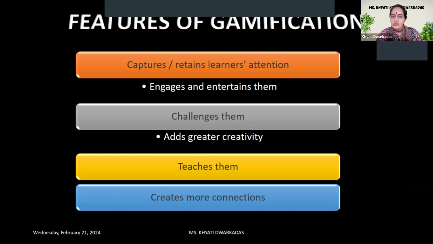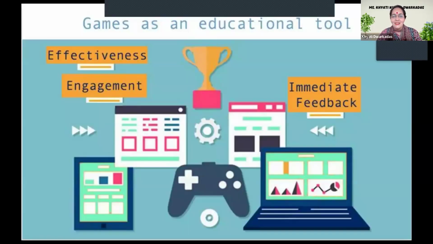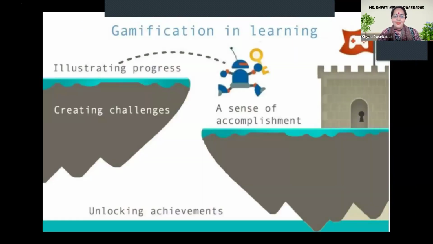Features: it captures attention, engages and entertains learners, challenges them, adds creativity, teaches them, and creates more connections. And games as an educational tool have effectiveness, engagement, and provide immediate feedback. Gamification in learning takes you from creating challenges, illustrating progress, and unlocking achievements to a sense of accomplishment.